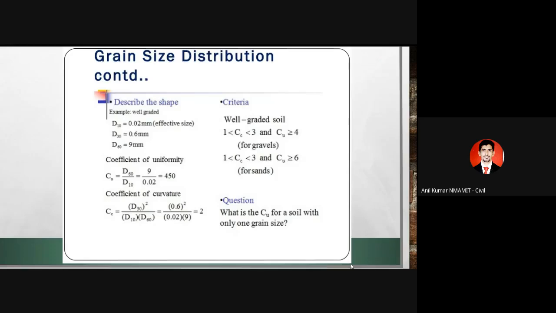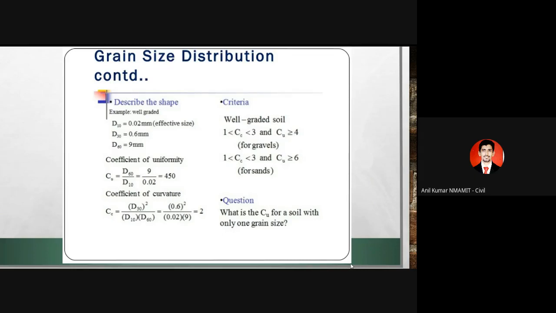Okay. So now, what are the conditions for a soil to be well graded and poorly graded? Again, this is very important. For a well graded soil sample, the value of Cc should be between 1 and 3. Note down, for a well graded soil sample, your value of Cc should be between 1 and 3.